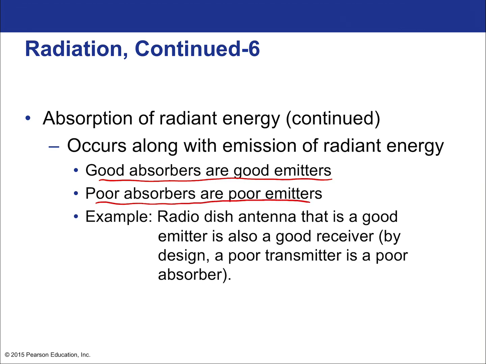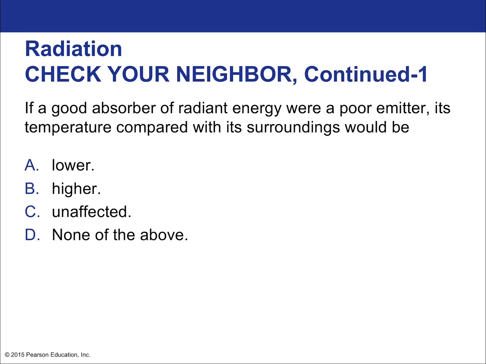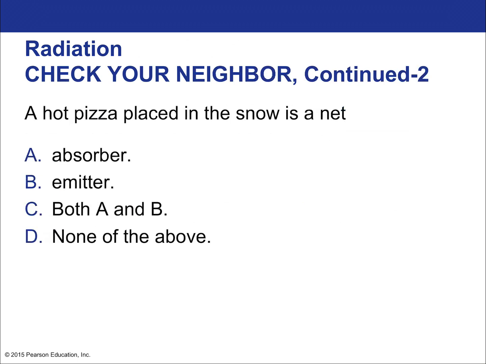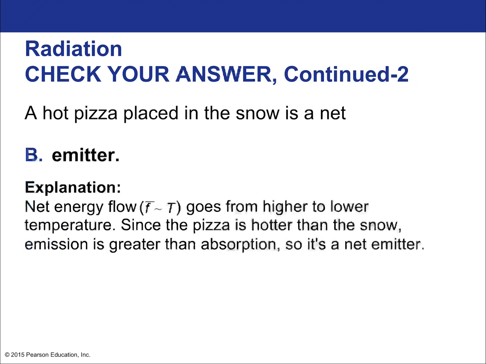So let's talk about some examples. A radio dish antenna is a good emitter. It is also a good receiver. Okay? If a good absorber of radiant energy were a poor emitter, its temperature compared with surroundings would be what? Well, it doesn't work. It'd be higher. And it could never reach equilibrium with its surroundings. Thus, it's impossible. A hot pizza placed in the snow is a net emitter. So now think about the relative temperature, right? So the pizza is going to start emitting more than it's absorbing because it's going to try to reach equilibrium with the snow.